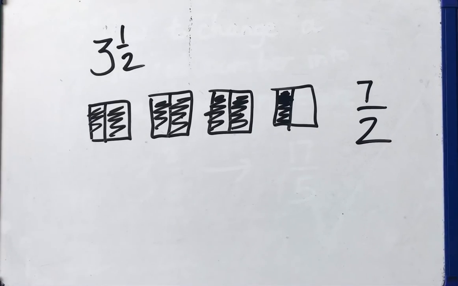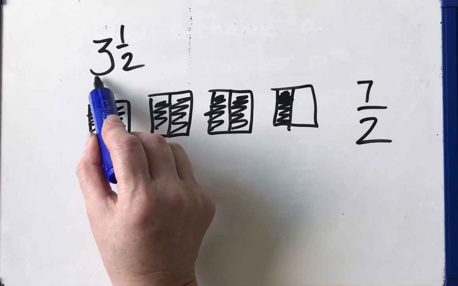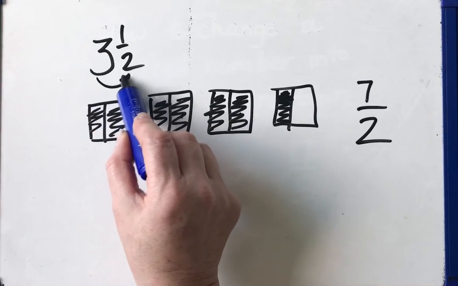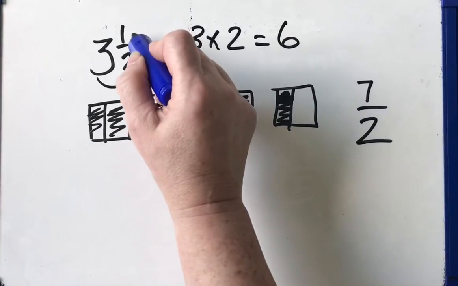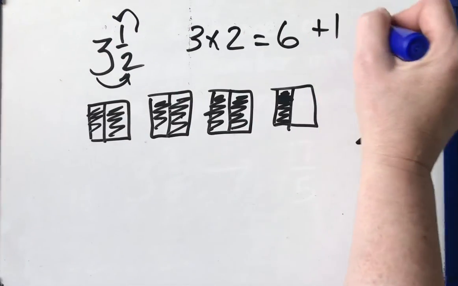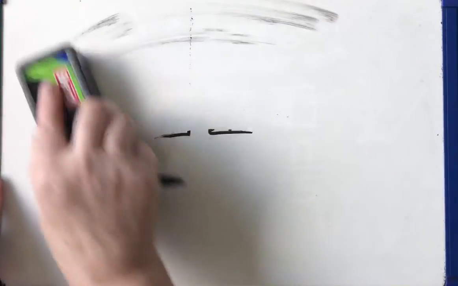The good news is there's a quicker way of doing it. Notice that the 7 comes from 3 times the bottom, which is 6, plus the top, which is the 1. So here's another one. Try and do it before I finish. Remember, fractions are just times tables in disguise.